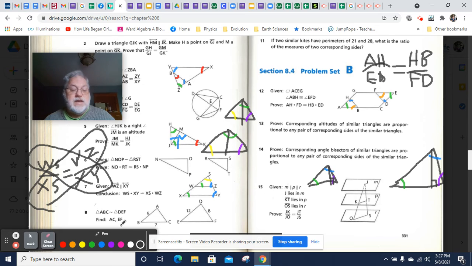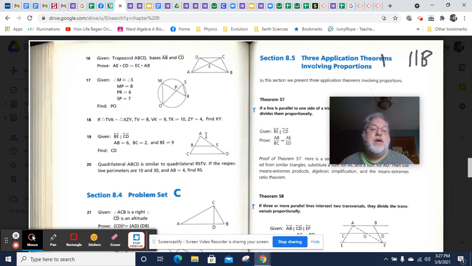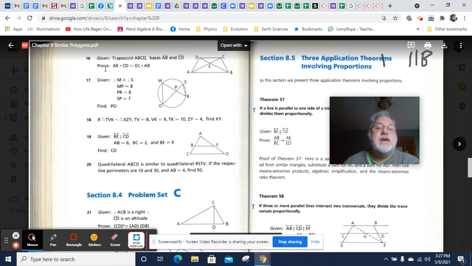Number 16 and 17. Let me pause for a second. All right, I have magically moved the page. So here we are on number 16 and 17. So we've got this trapezoid ABCD with bases AB and CD, which means those are parallel. And then we've got this statement we want to prove.